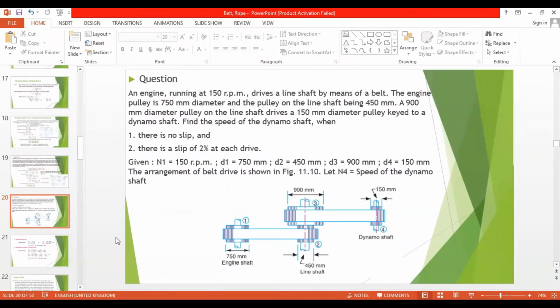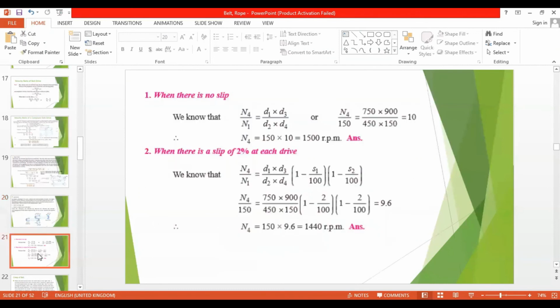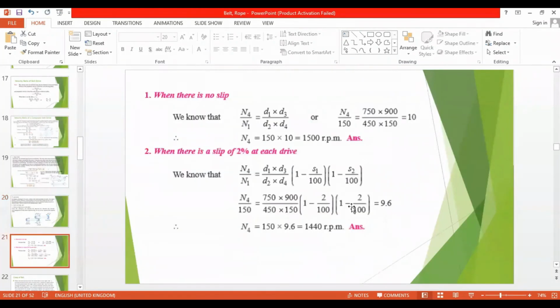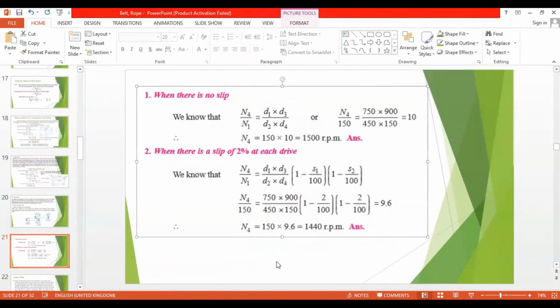Now we will apply the equation. We have all 4 diameters, and we also have the rpm of the engine shaft, so n1 is given. Since this is a compound drive, we have to apply the compound drive equation.